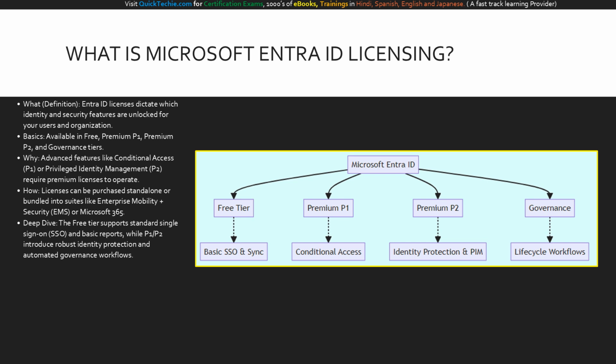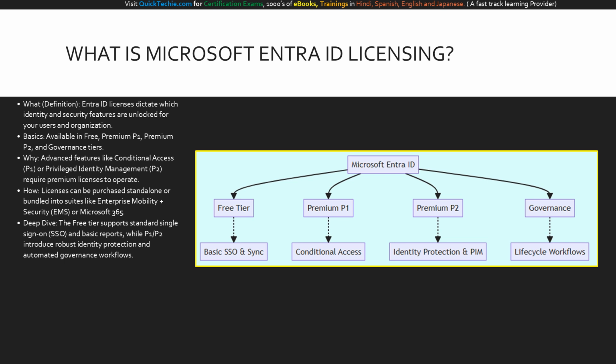Why do we care? Because if your organization wants to implement conditional access policies or use privileged identity management, often referred to as PIM, you absolutely must have the proper licenses associated with your tenant. Moving to our deep dive, it's important to understand that these licenses are often bundled into broader packages like Microsoft 365 Business Premium or Enterprise Mobility Plus Security, meaning your organization might already own them without realizing it.